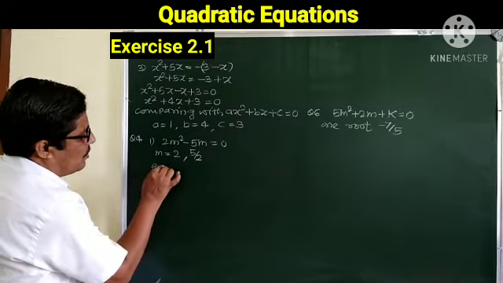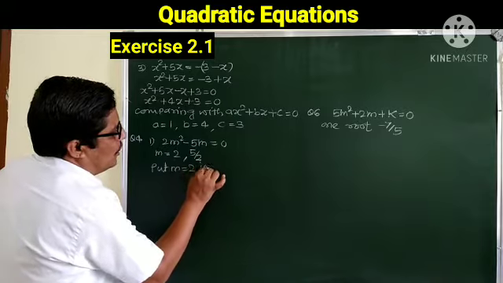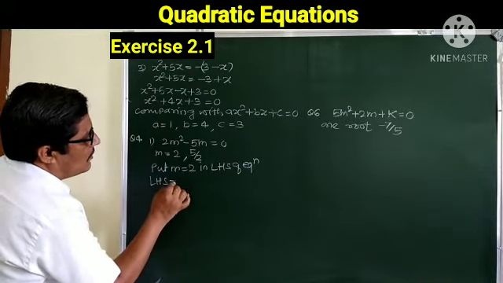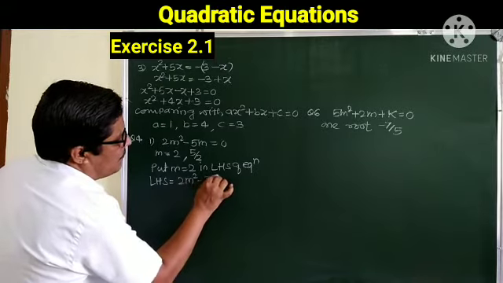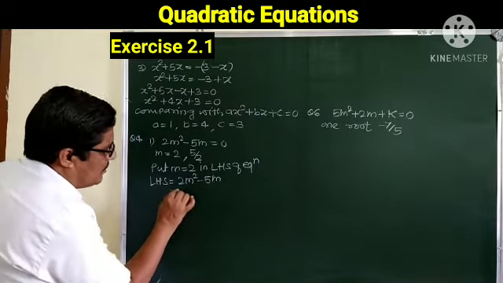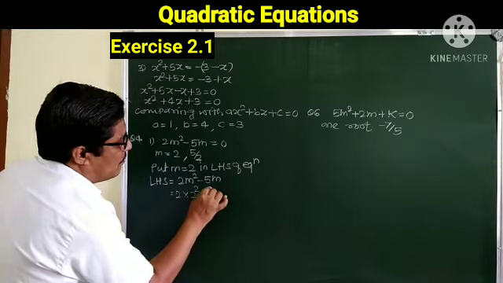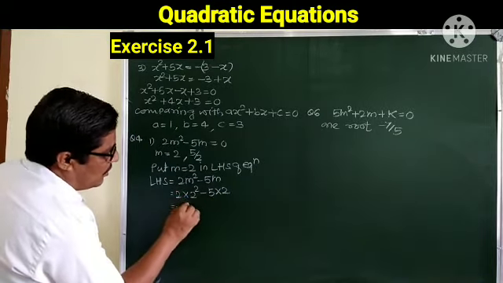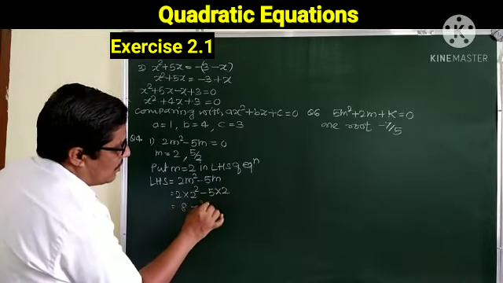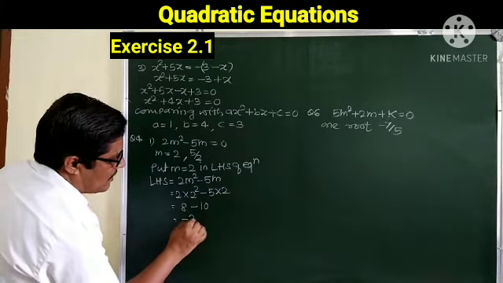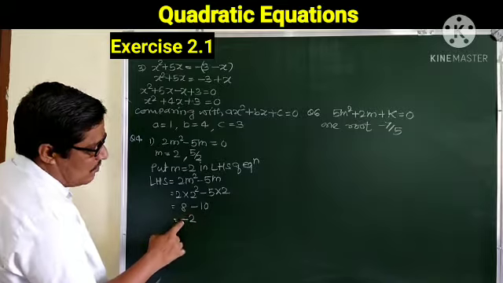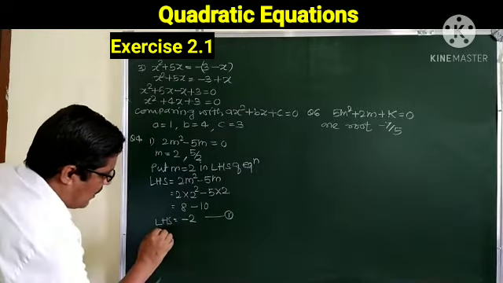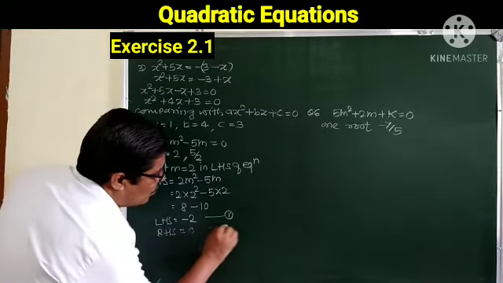So put m is equal to 2 in the LHS of the equation. So LHS is 2m square minus 5m. In place of m we put this value: 2 times 2 square minus 5 times 2. 2 square is 4, 4 times 2 is 8, minus 5 times 2 is 10. Subtracting, from 10 we take away 8, that is 2, and the sign of the larger number is minus, so minus 2. So let it be step number 1, and RHS is equal to 0.